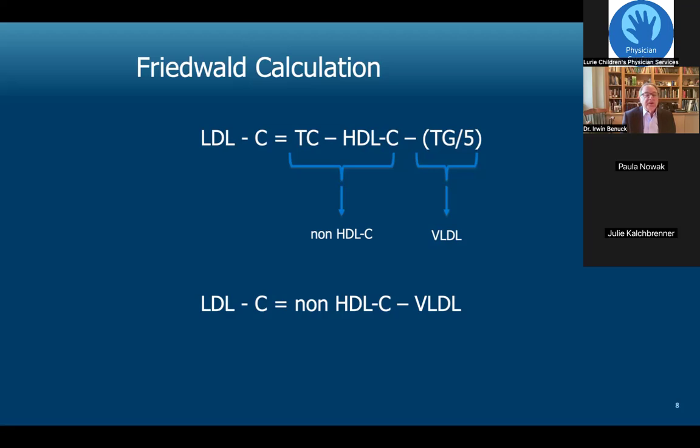This is important because triglycerides have to be fasting. If they're not fasting, as you can see, the triglycerides would be quite elevated. And the way the calculation would work, the LDL would be falsely low. So if triglycerides are not fasting, or if the triglyceride levels are much over 250, the LDL is not reliable.